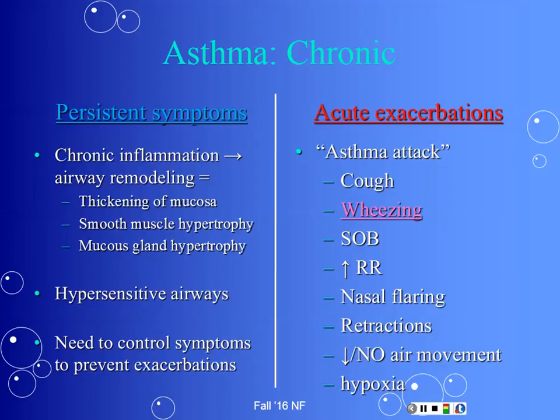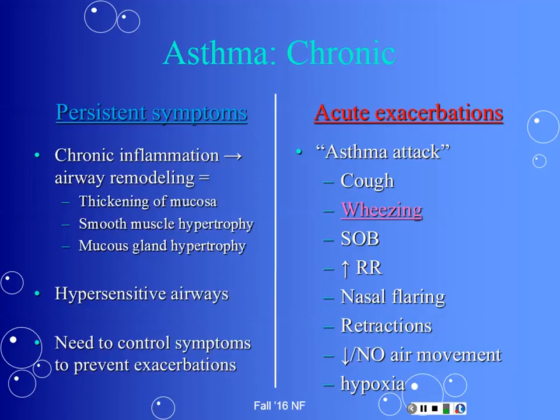So with asthma, you have chronic and acute components. Persistent inflammation. This is why we want to manage triggers. The chronic inflammation leads to airway remodeling. So you're going to start to get a hypertrophy or a thickening of that mucosa, which is going to make it already thicker. It's going to narrow the airway.